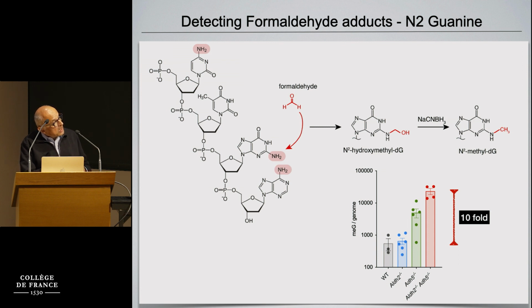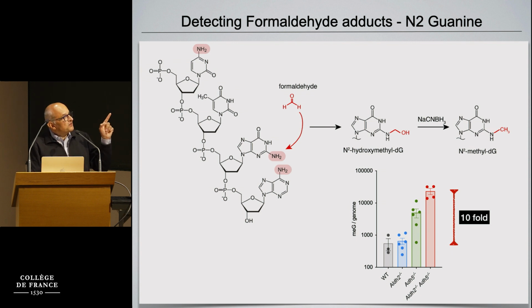We can actually detect this adduct because if you take the DNA from animals and then reduce it, you get N2-methylguanine, which you can detect using mass spectrometry. And what you get really is a 10-fold induction of this adduct in formaldehyde superaccumulating mice. That immediately tells you that not only is the formaldehyde accumulating, but it is directly accessing DNA, and it gives you a biomarker of this.